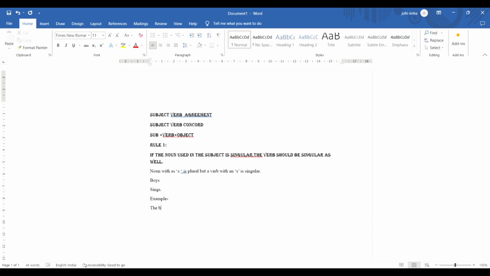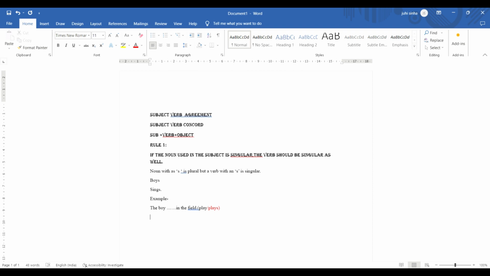Suppose I have a sentence, the boy dash in the field, and I have to choose between the verb play and plays. As you can see, the boy is singular, so the verb should also be singular. Now, a singular verb will have an S. That means my correct answer is plays. The boy plays. As I always say, two S's cannot be written together. If it is boys, it cannot be plays.